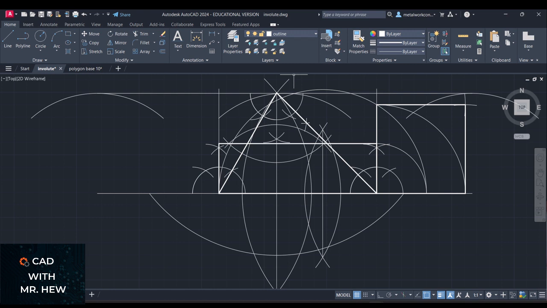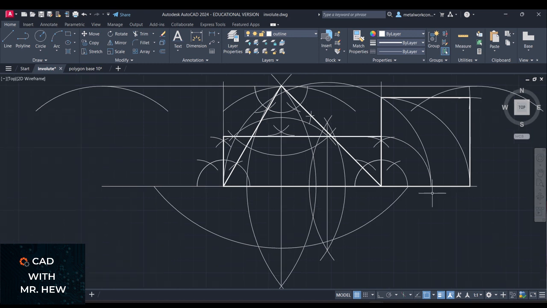So this drawing brings us to the end of today's video, construction of a square equal in area to a triangle. So having constructed the square, we are definitely at the end of today's video.